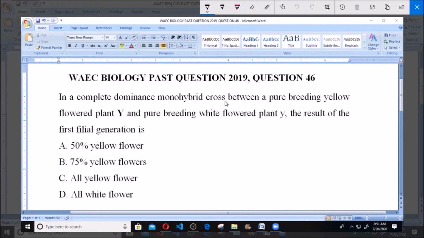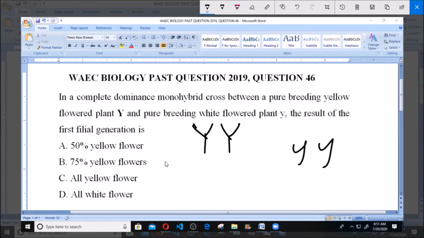Now that's why they say a pure breeding yellow: a pure breeding yellow, we have YY. Then a pure breeding white flowered, we have yy, because it is pure. Now A says 50% yellow flower. B says 75% yellow flower. C, all yellow flower. And D, all white flower.